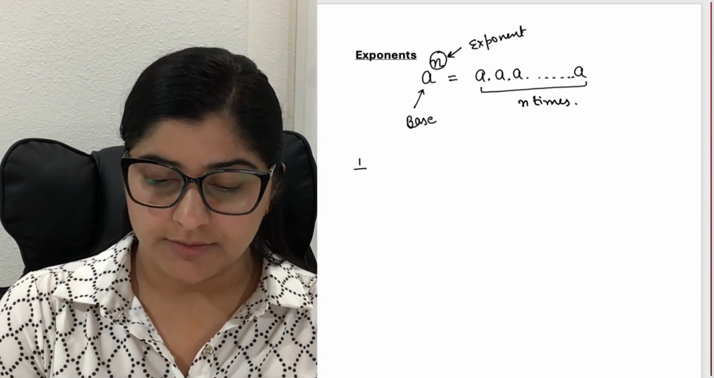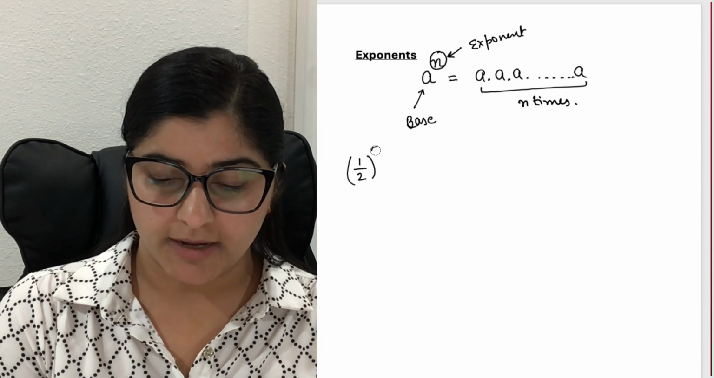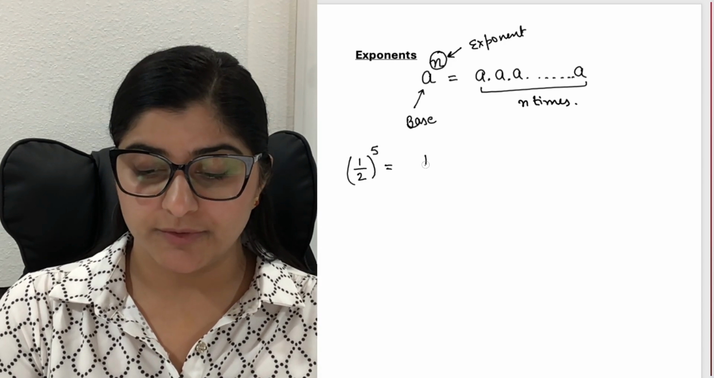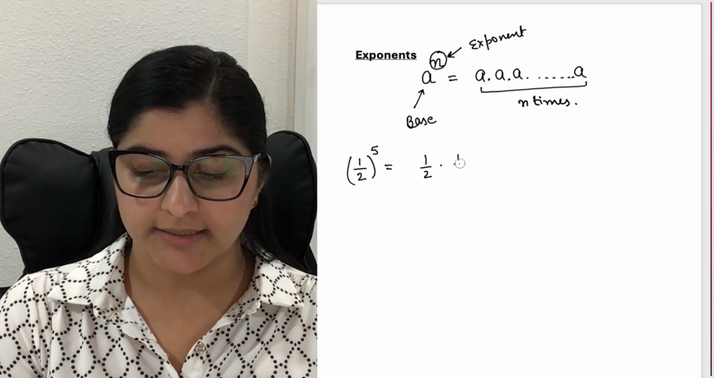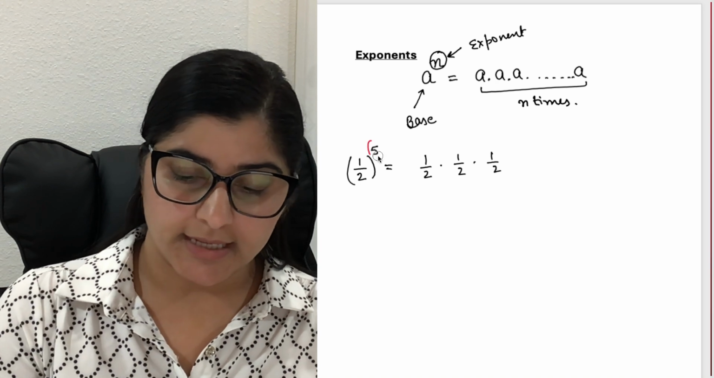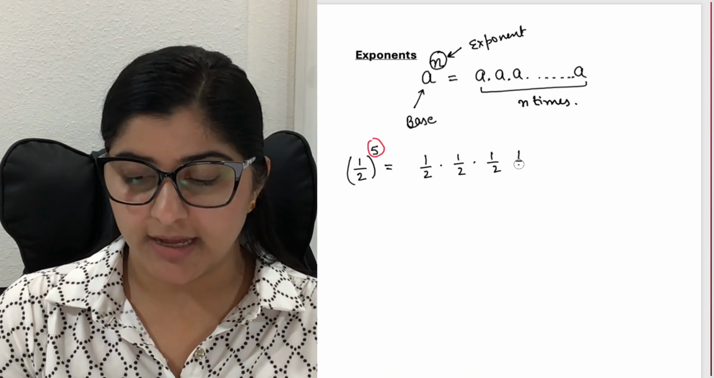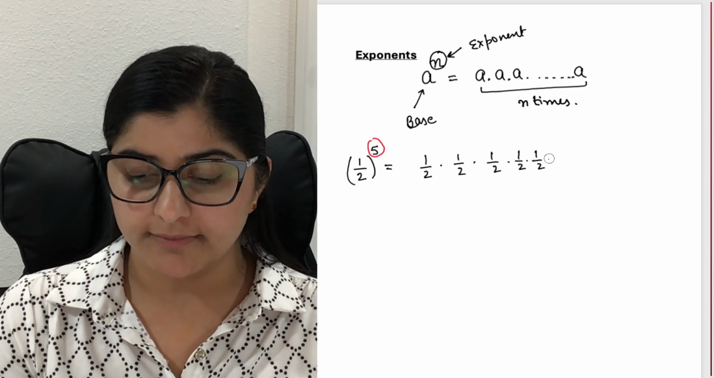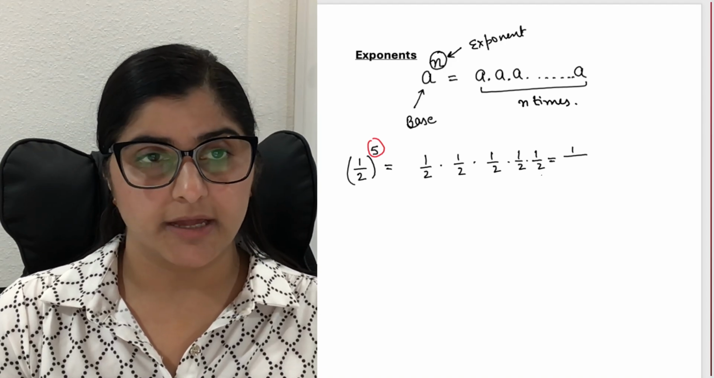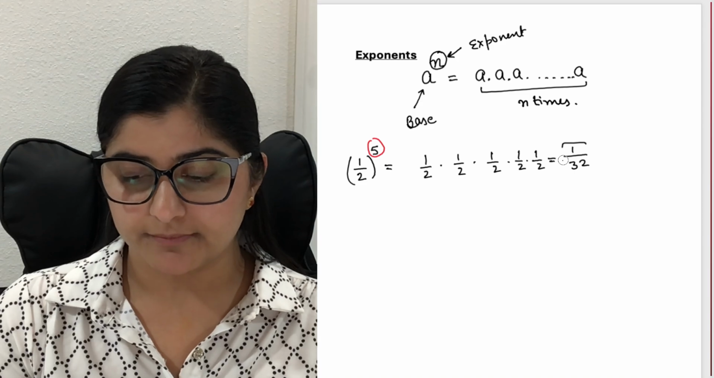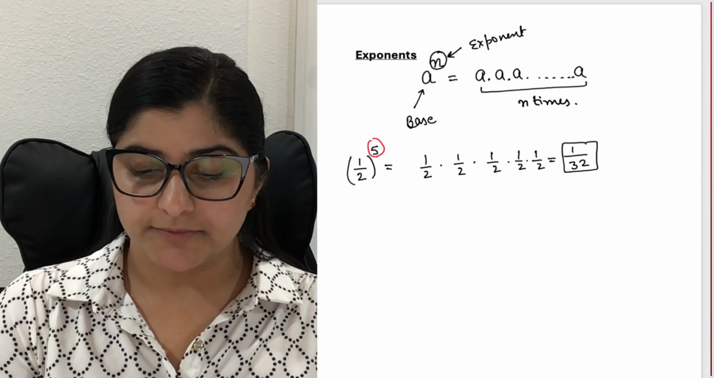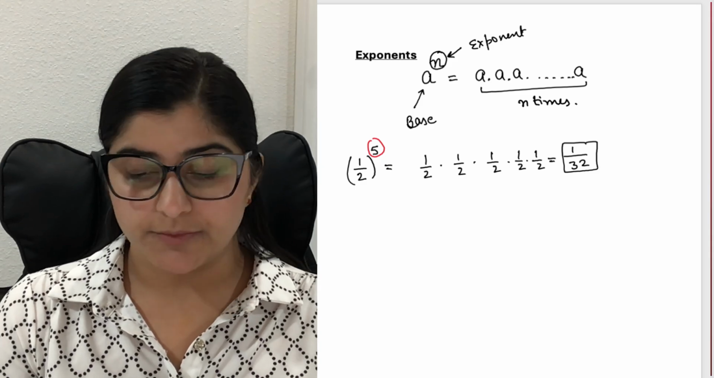So let's see what the fifth power of 1 over 2 is. That is a repeated multiplication. So we will multiply the base by itself. How many times? The exponent, this power, is telling us we are going to multiply half by itself 5 times. So we multiply all the numerators together and we multiply all the denominators together, and we get 1 over 32. So 1 over 2 to the fifth power is 1 over 32.